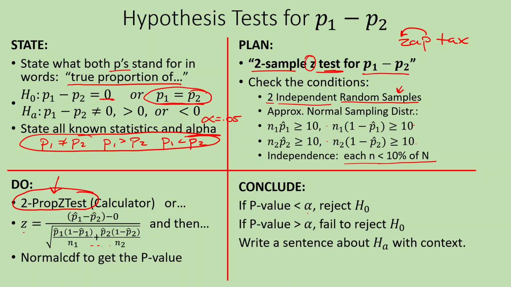All right, and then if p is low, reject the H0. If p is greater than alpha, we fail to reject the H0, and we write some sentences about the alternative hypothesis in context. It could be long because we're talking about two proportions and we need context for both of them, but you can do an extra sentence or an extra few words if it means getting a 5 on the AP exam versus getting a 2 on the AP exam.